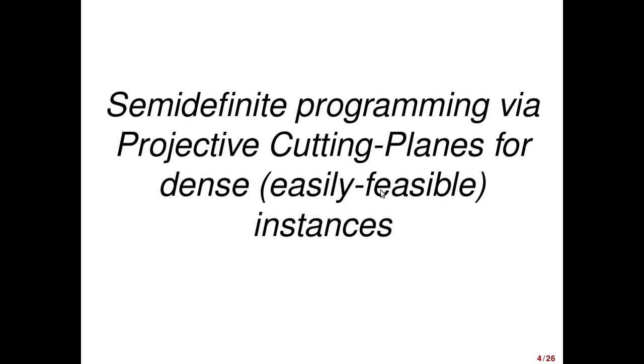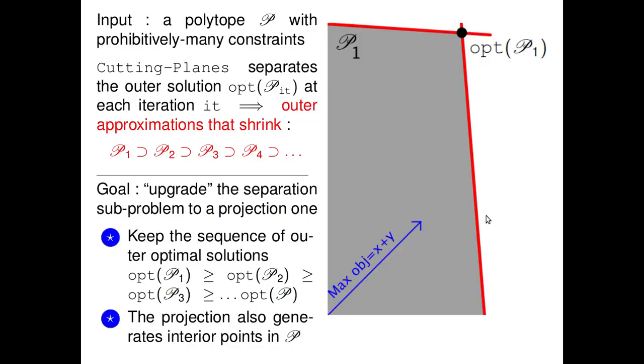Hi there, I present a new algorithm called Projective Cutting-Planes. For semi-definite programming, it is most effective for dense and easily feasible instances. What's the main idea? First, imagine we had the feasible area like a polytope P with prohibitively many constraints.